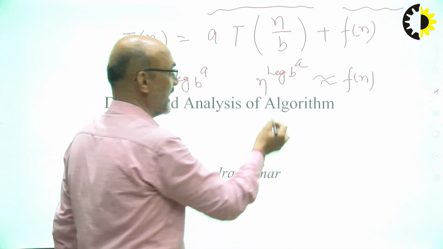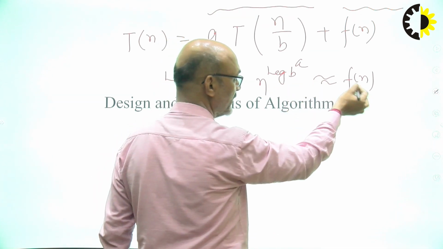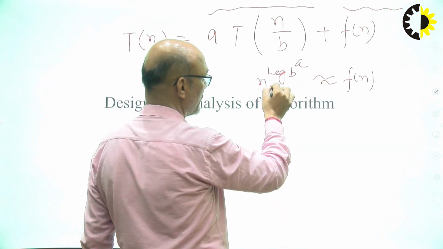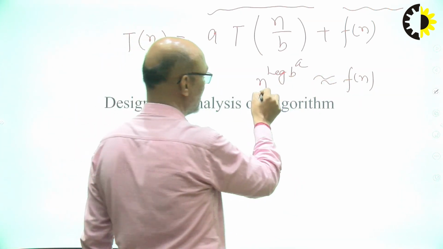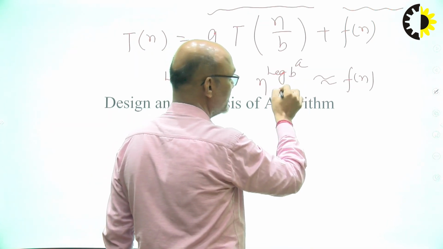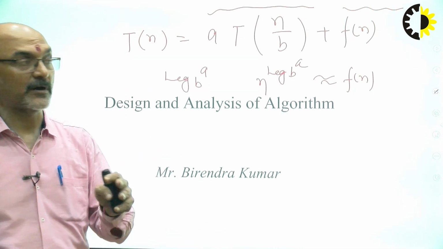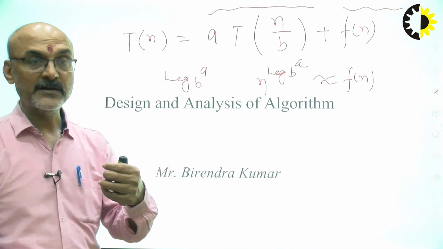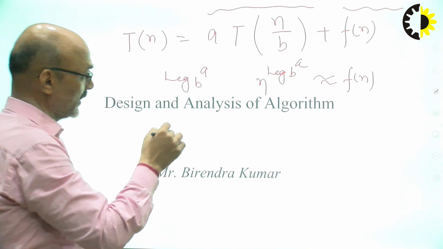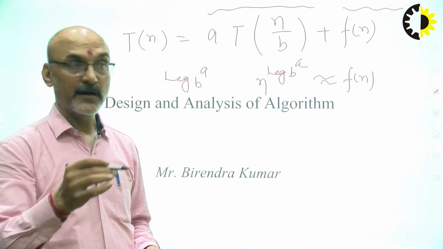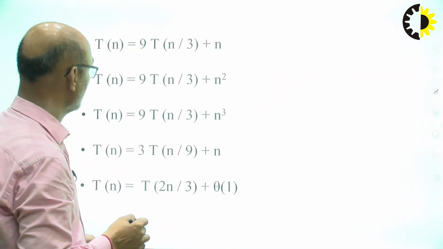Why three cases? Either n to the power log of a base b is greater than f(n), or n to the power log of a base b is equal to f(n), or n to the power log of a base b is less than f(n). Based on these three cases, there are three quick formulas given for complexity. I am just coming to an example, and solving this example, I will explain this master theorem.